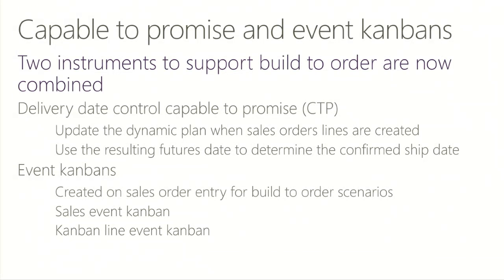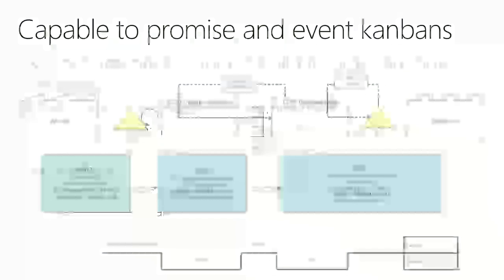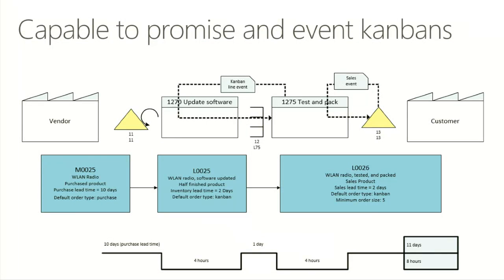What we're showing here, and it's also true for what Christian showed us, is based on the actual R3 demo data. So this scenario is something you find in the demo data as well, and you can play around with that. In the demo data, you find a product L0026, which consists of a product L0025 and a raw material M0025. This raw material has an initial purchase lead time of 10 days.